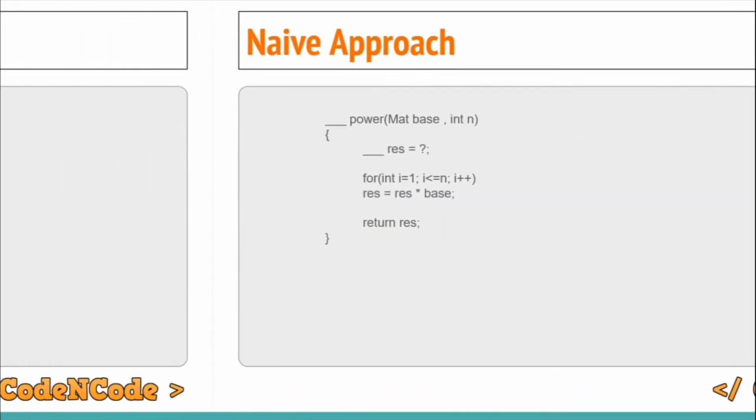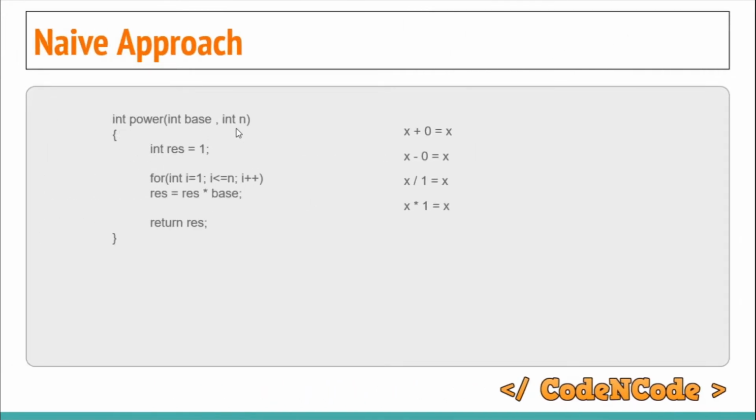So that was, let me show you again. This is to calculate a base raised to power n when base and n are both integers, basically 5 raised to power 12 or something like that.